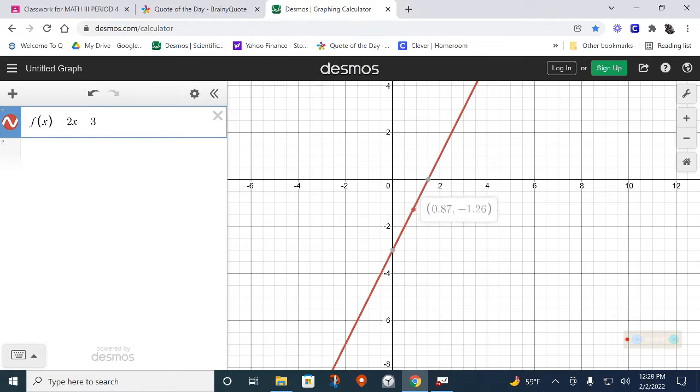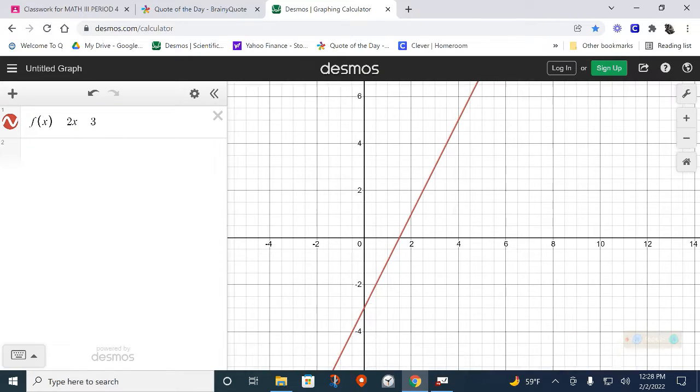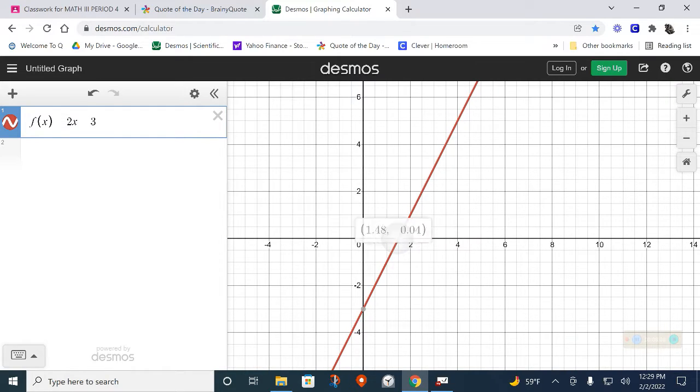So look at it. We picked 1. Look at these ordered pairs. All these ordered pairs are x and f of x values of this line. So I picked 0, 1, and 2. So 0 right here, 0, negative 3. We did that. Here's all the points. Look at any x value. Look at all the x values changing.